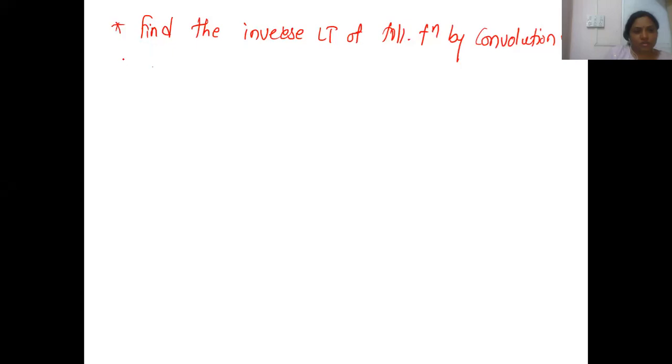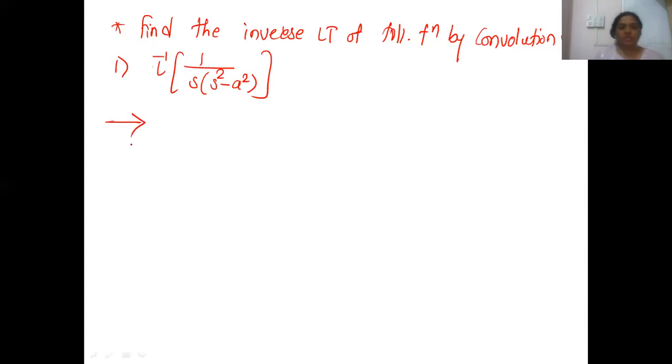Okay, the question is 1 upon s into s square minus a square. By convolution, there will be two functions, one f1(s) and one f2(s), which are multiplied together. Identify functions whose formulas we know, the 8 formulas. So you have to take f1(s) and another function f2(s), and both should be multiplied here. So if you can see, 1 by s and 1 by s square minus a square are multiplied together, and we know the formulas of both.